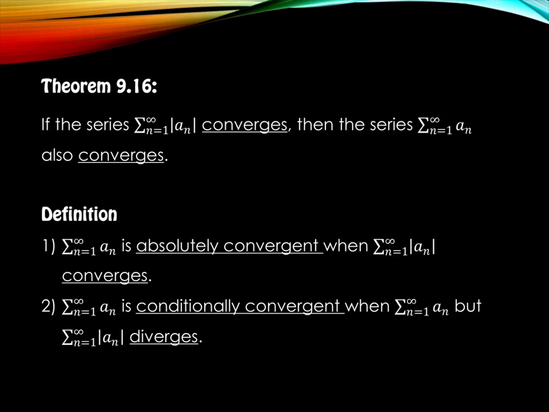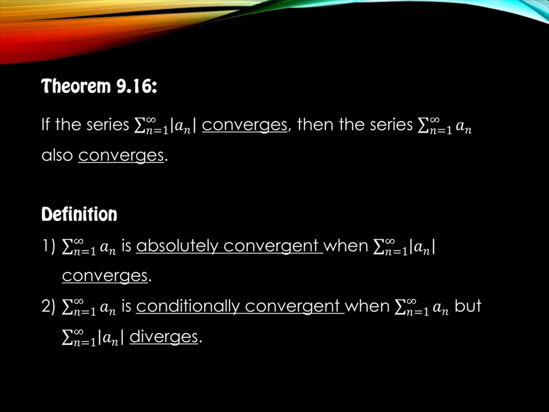So when the absolute value one converges, right, at the very end of this is Definition 1, when the summation from n equals 1 to infinity of the absolute value of a sub n converges, we call this absolutely convergent. Right? Absolute values, absolutely convergent. But occasionally we find that the summation from n equals 1 to infinity of the absolute value will diverge, right here, but the actual series converges.